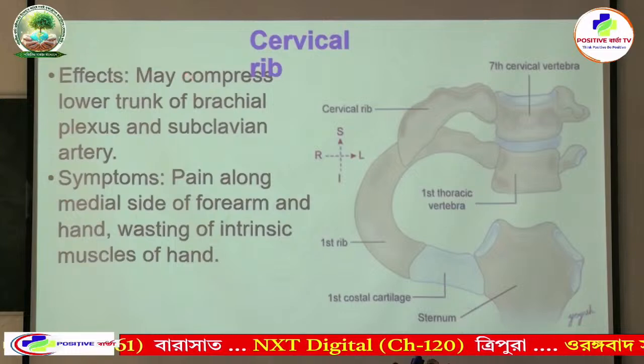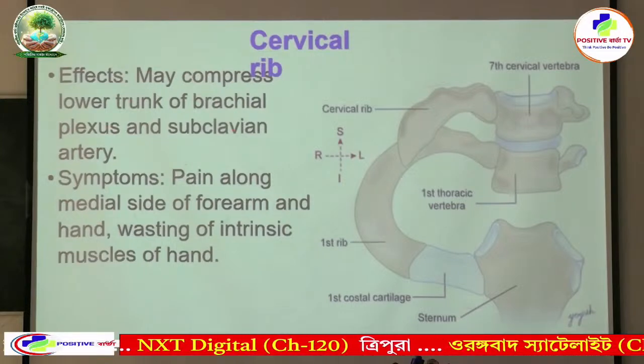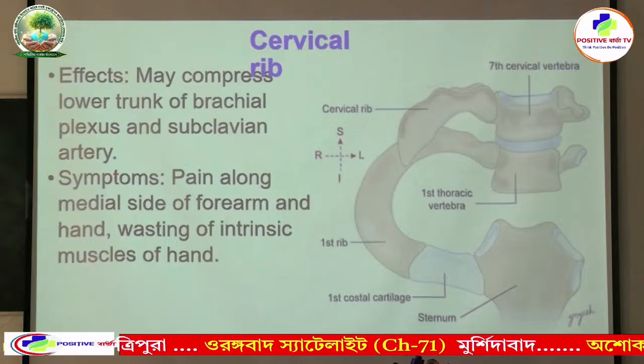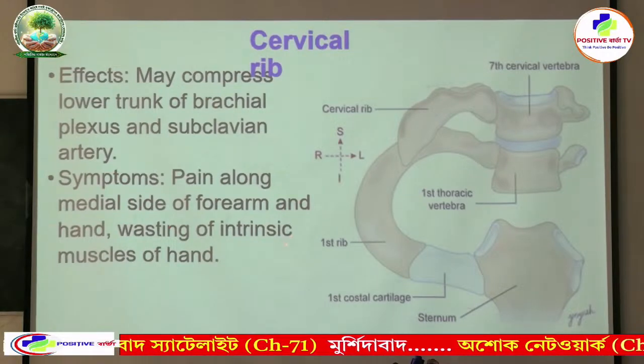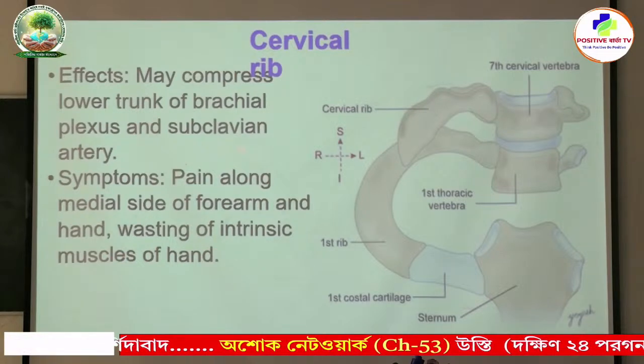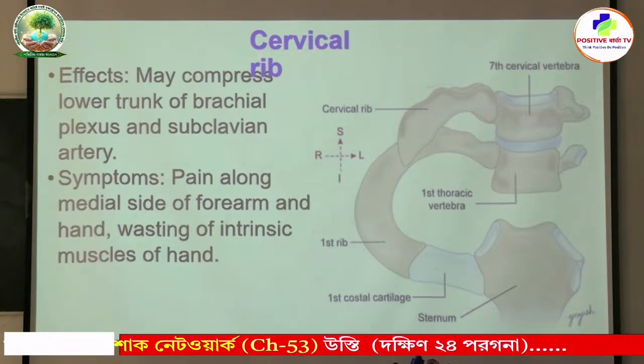Effects, it may compress the lower trunk of the brachial plexus and the subclavian artery. What are the symptoms? There will be pain along the medial side of the forearm and hand, wasting of the intrinsic muscles of the hand. So these are the symptoms of cervical rib.